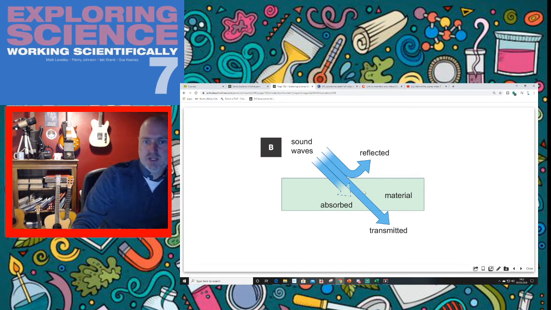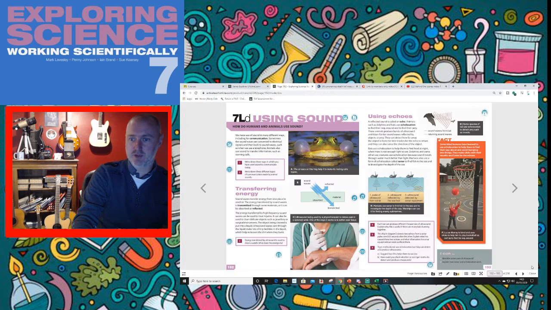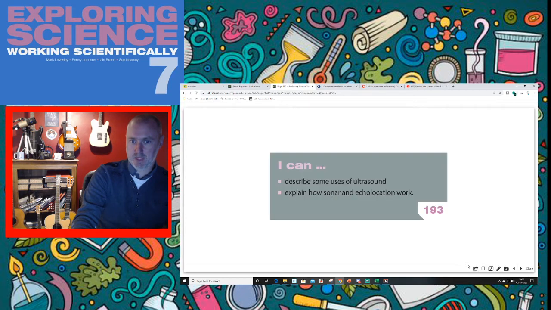Now, we're not really bothered about sound being transmitted or passing through objects, not for today's lesson, or really anywhere in the topic. But we are interested in sound being reflected. That will give us our second learning objective, which is echolocation.